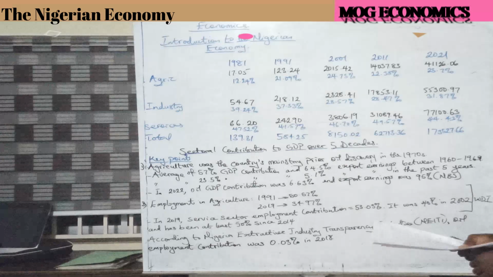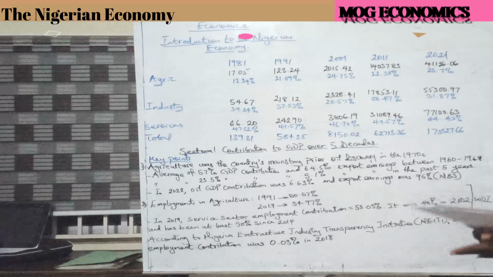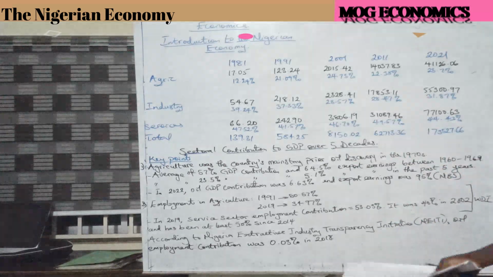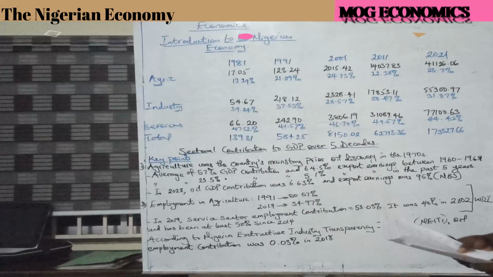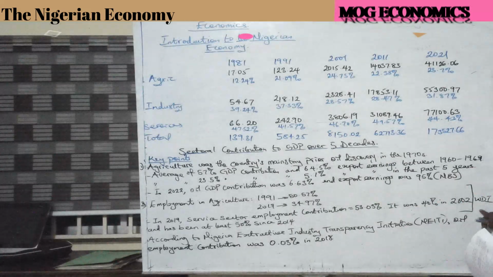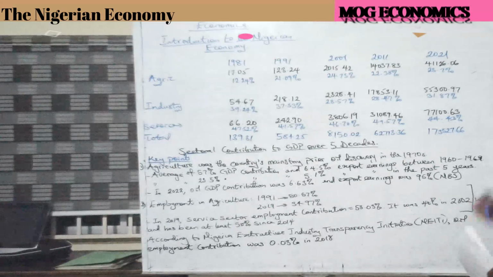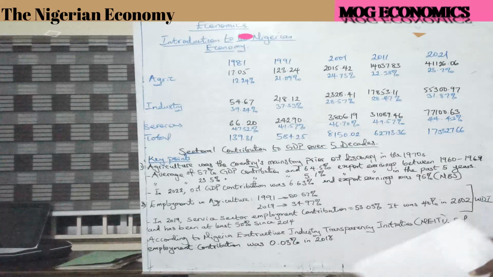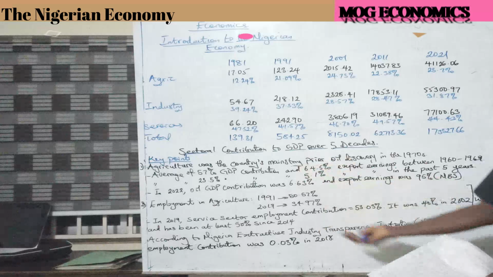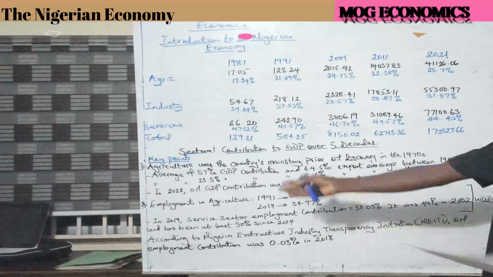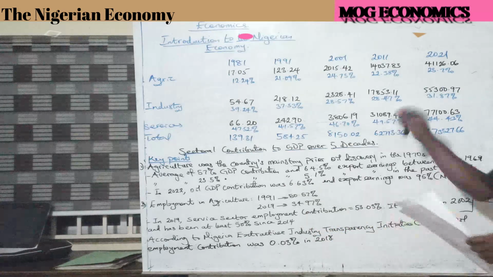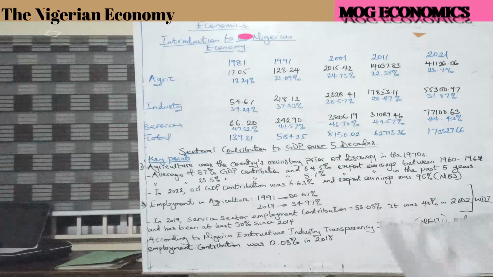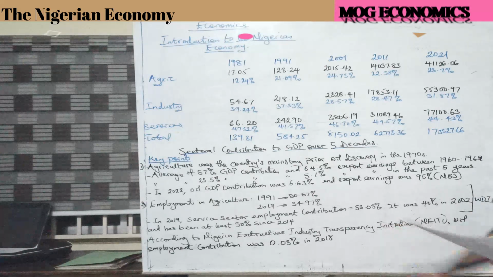Now let us look at employment. You don't have this data here, but I just want to have an overview of the Nigerian economy. Employment in agriculture in 1991. I got this data from the World Development Indicators, usually called WDI. If you want to look for WDI data, you can just type on Google, WDI, employment in agriculture in Nigeria, and search. It's going to bring something that you can get data from.